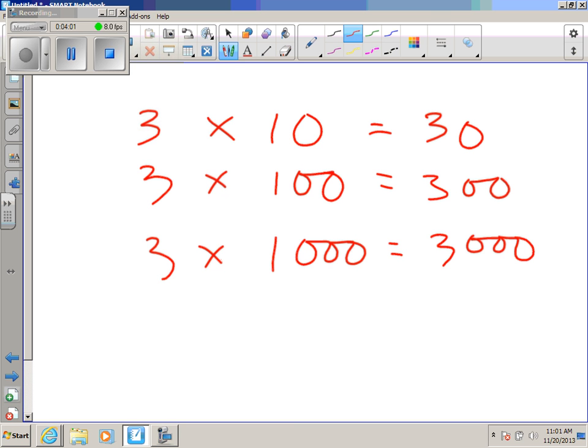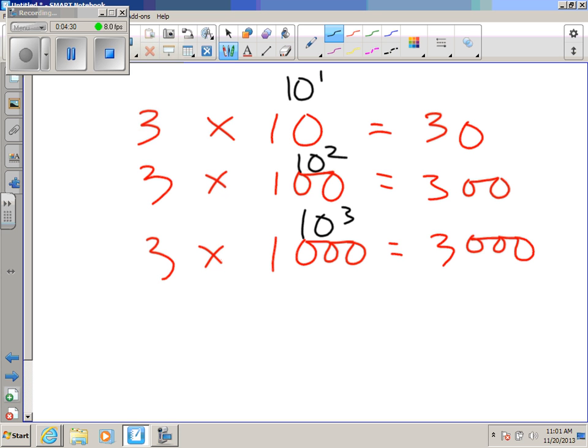I want you to look at this carefully, because what we just did, whether you realize it or not, is we just multiplied by powers of 10. But there's an even shorter cut to all this. For today, they're not going to tell you 3 times 10. They're going to say 3 times 10 to the first power. They're not going to say 3 times 100. They're going to say 3 times 10 to the second, and then 3 times 10 to the third.